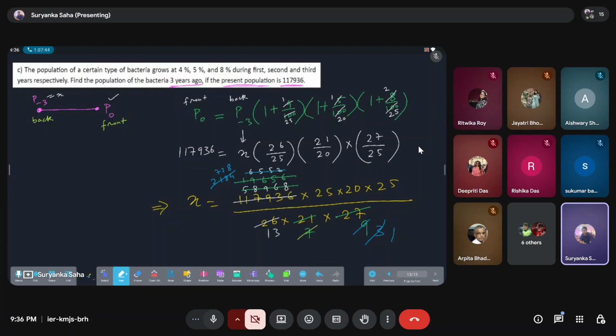You cut with 7: 7 1s are 7, 7 0s are 0, 7 4s are 28, so this is one. Now let me reduce it. 13 is there. 13 into how much is 104? 13 into 8. So with 13 you can cut: 13 into 8 is 104. Okay, so we got everything. So basically X equals 8 into 25, no denominator left, 25, 20, 25.